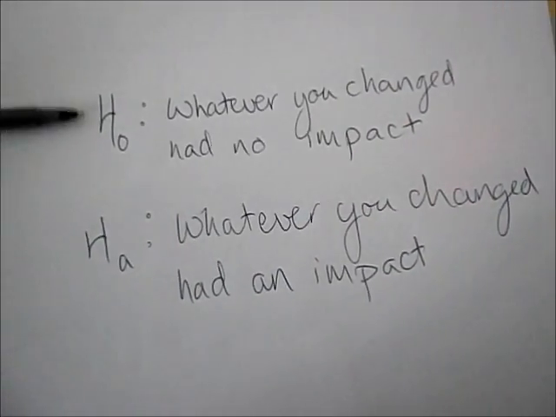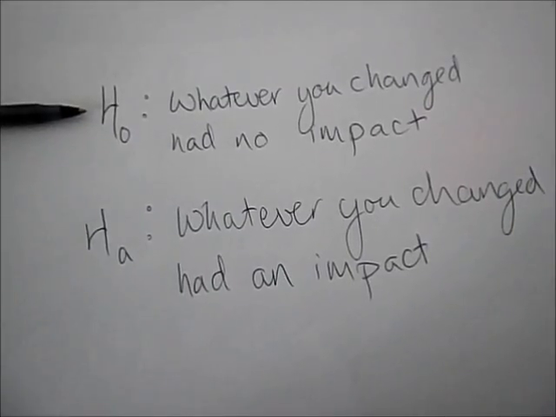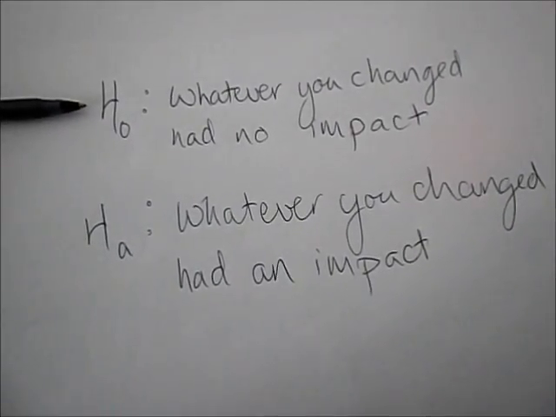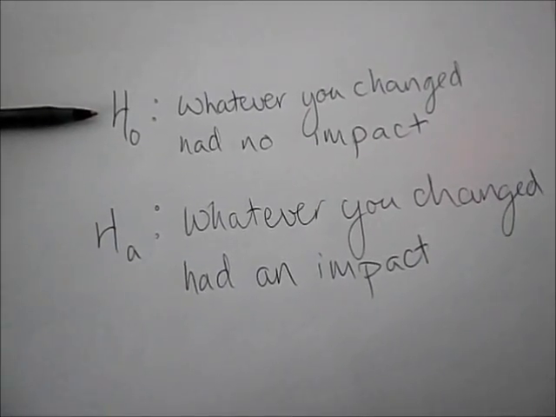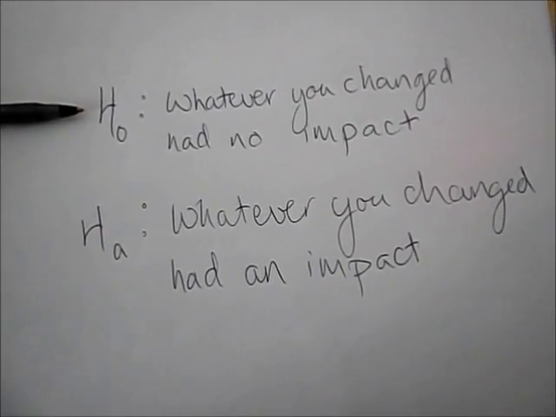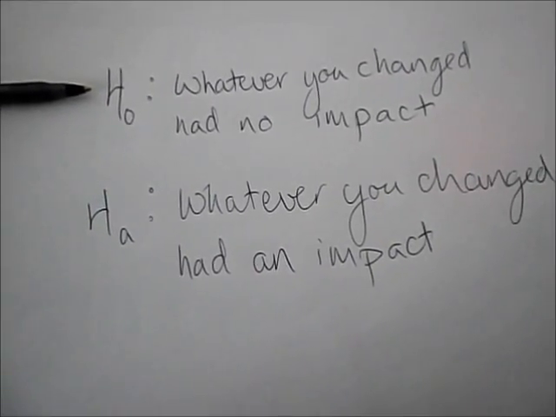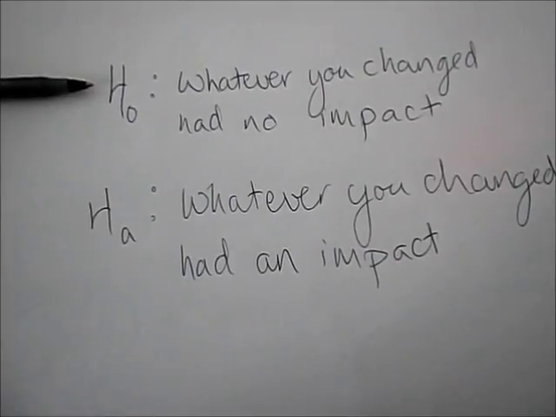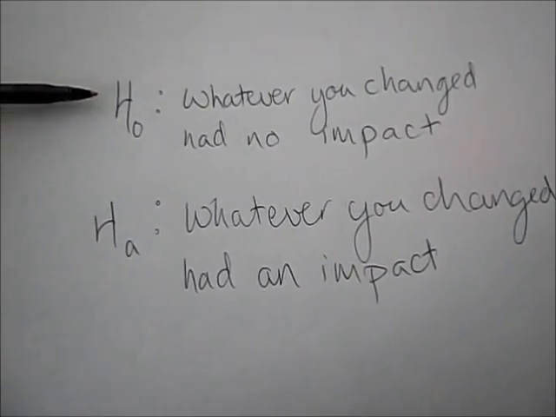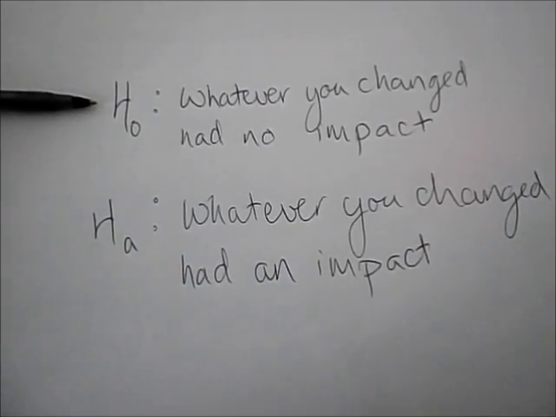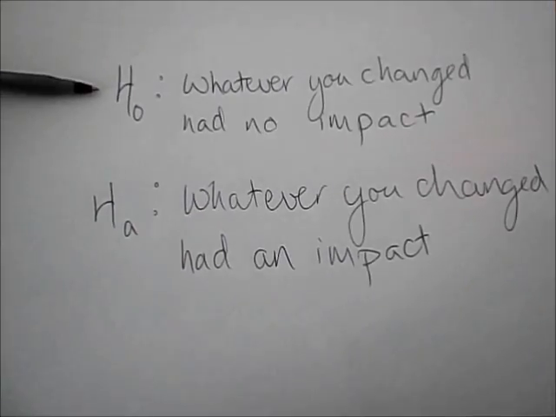We have our null hypothesis. The null hypothesis is always that whatever we changed or whatever the different setting was between groups had no impact. So, for example, if we were rolling a dice, our null hypothesis might be that we would get number 2 just as often as we got number 6, just as often as we got number 1, just as often as we get number 4. Basically, that the number on the dice had no impact on how frequently we observed that number.